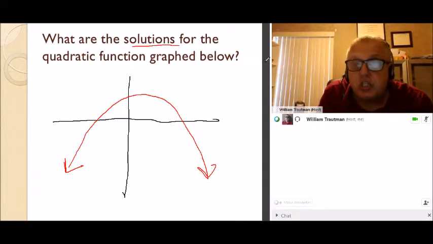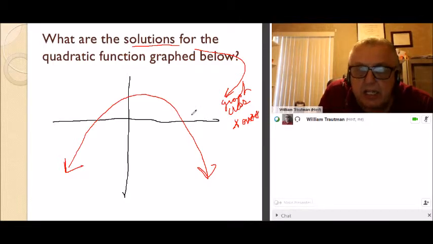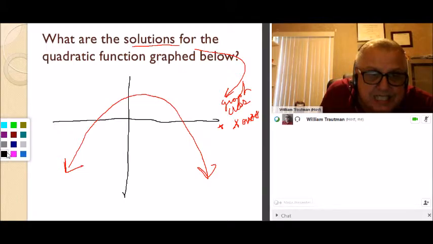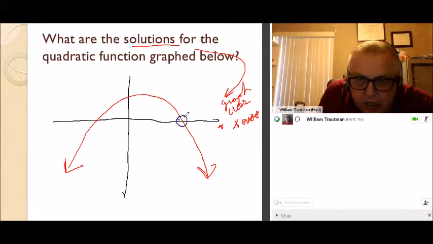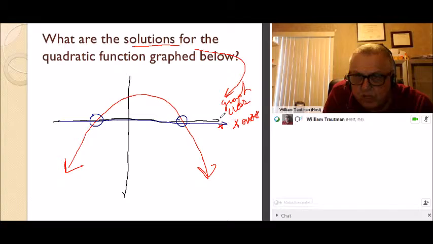So the solution is where the graph crosses the x-axis. And do you see, this is the x-axis. So the points where the graph crosses the x-axis, right here and right here. Do you see, this is where our graph crosses that x-axis, this x-axis here. And it crosses at these 2 points. So you can just write the coordinate.